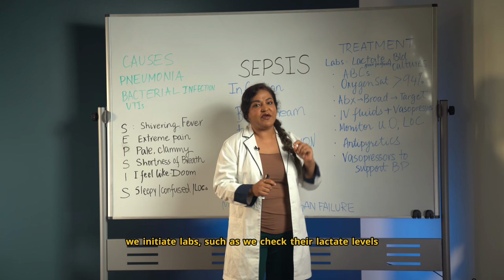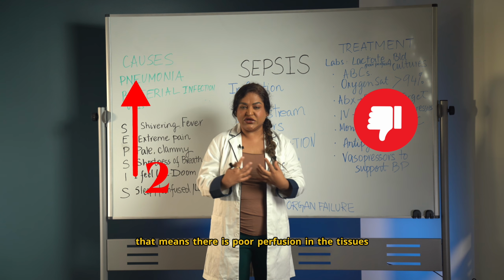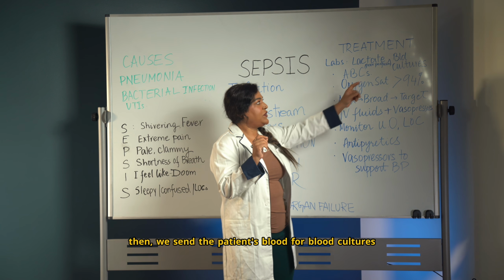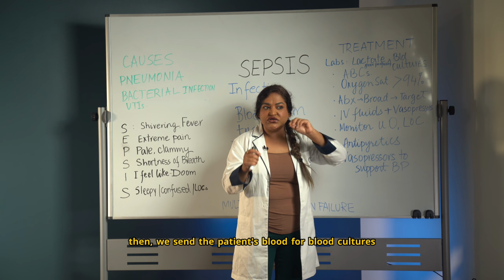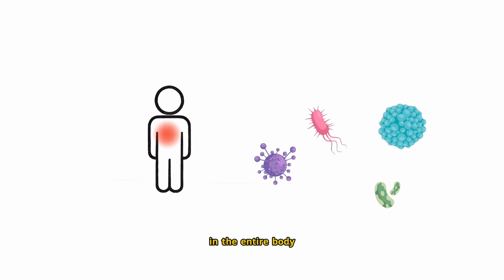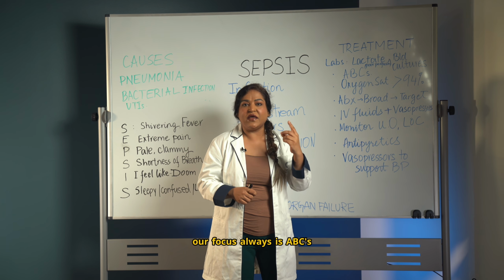So when a patient presents to the hospital with these symptoms, we initiate labs, such as we check their lactate levels. If lactate levels are above 2, that means there's poor perfusion in the tissues. The tissues are not getting oxygen. Then we send the patient's blood for blood cultures to understand which microbe is causing this infection in the entire body.